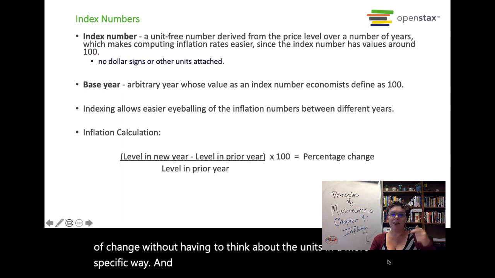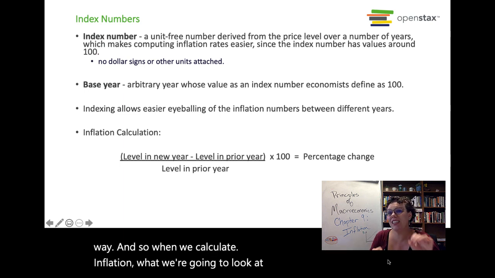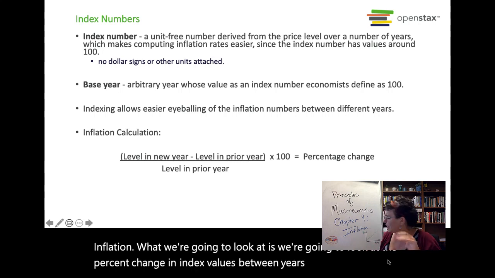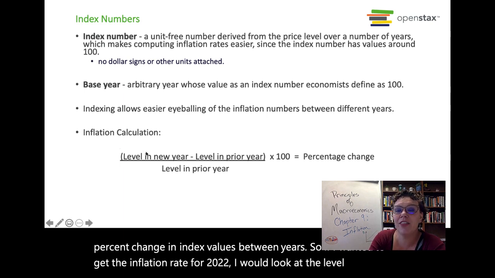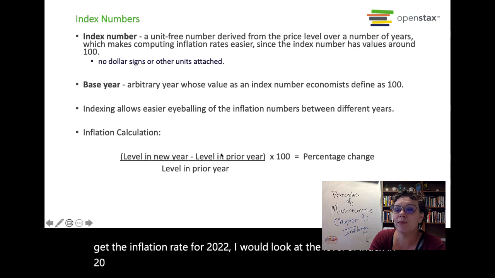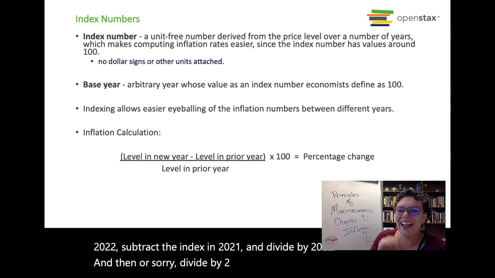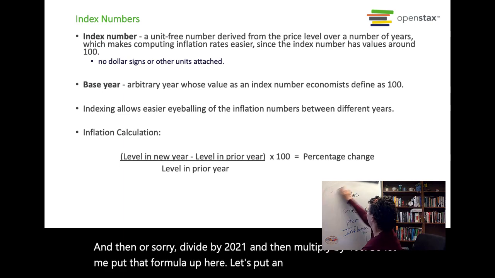And so when we calculate inflation, what we're going to look at is the percent change in index values between years. So if I wanted to get the inflation rate for 2022, I would look at the level of the index in 2022, subtract the index in 2021, and divide by the 2021 index, and then multiply by 100. So let me put that formula up here. Let's put an example up here.